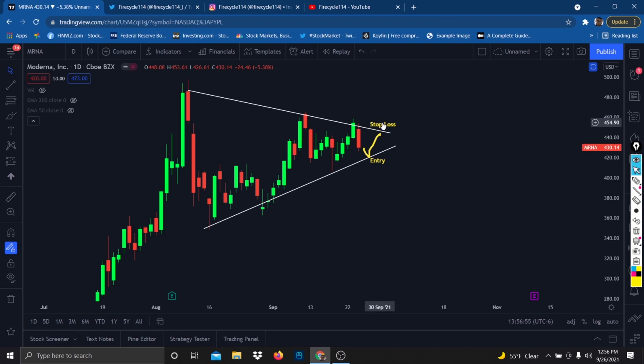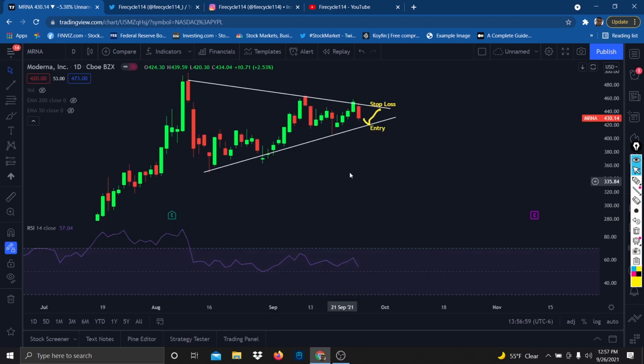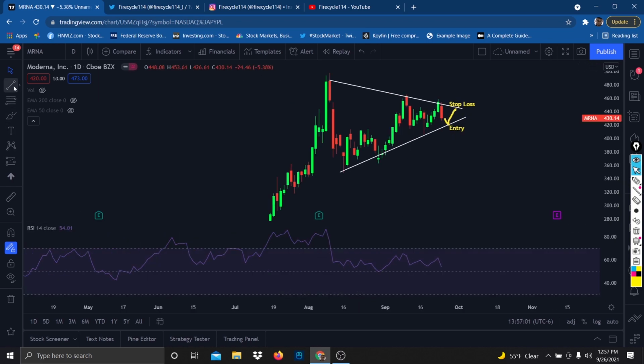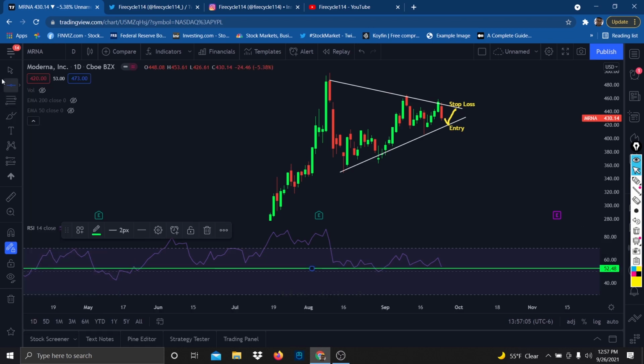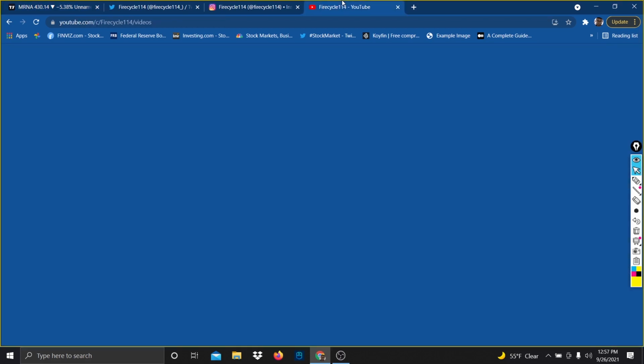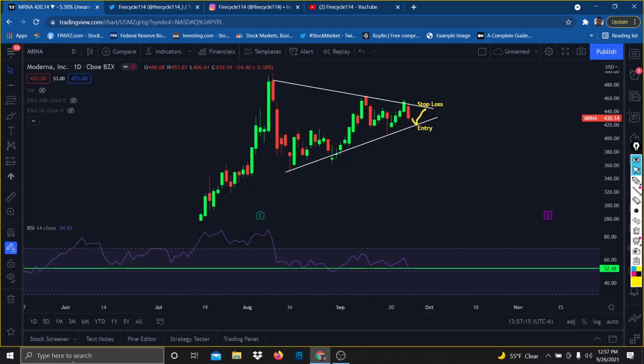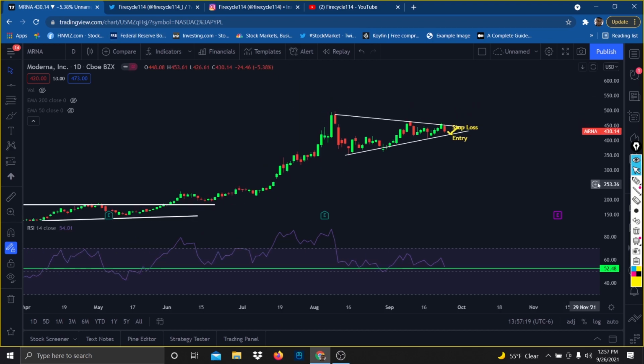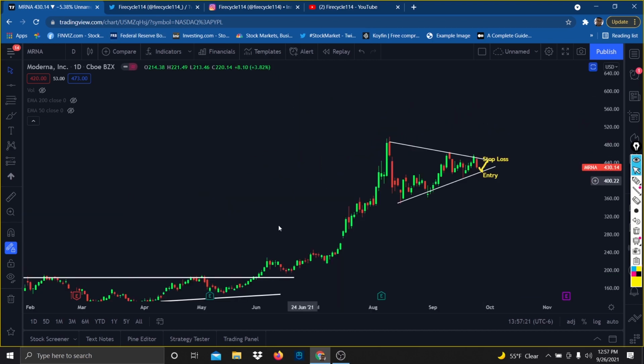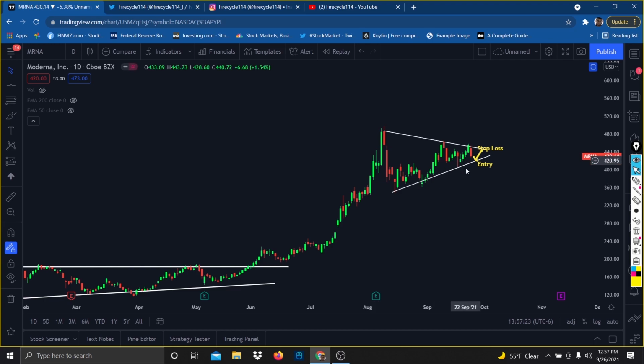So overall, very simple. Okay, I love symmetrical triangles, and this pattern is actually huge. Another thing is that it is sitting on a support for the RSI. Again, if you guys did see my video on Nvidia, or I think it was PayPal, I was charting supports and resistance on RSI, which is actually something many people do not do. But overall, very simple, plain.